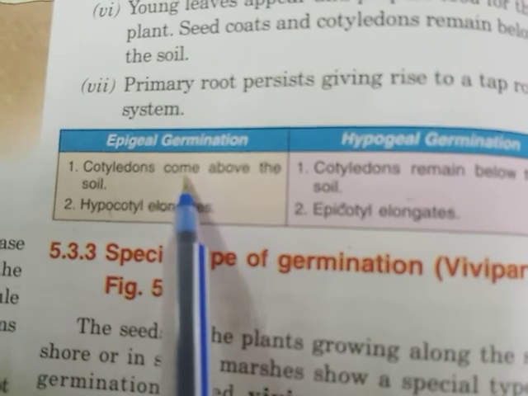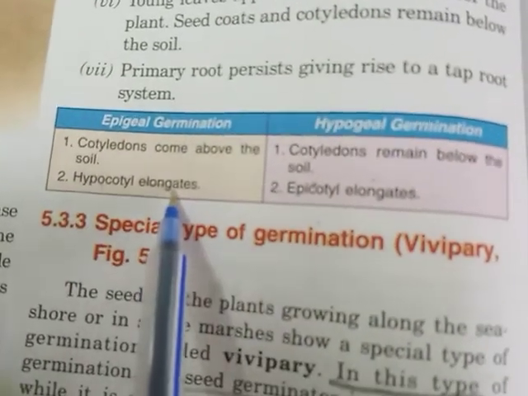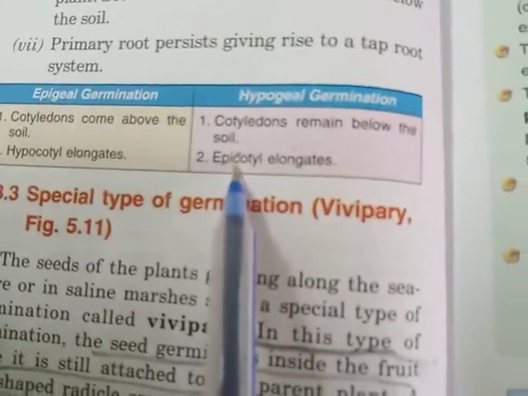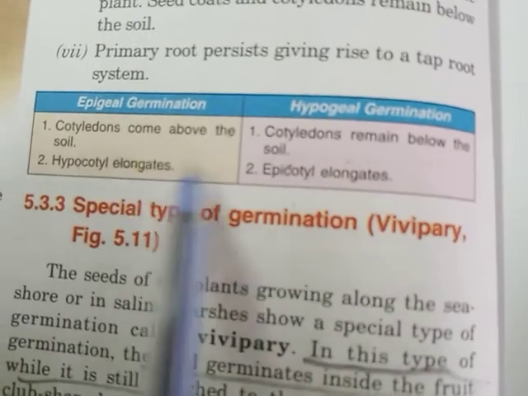Now you can see the difference between epigeal germination and hypogeal germination. In epigeal germination, children, the cotyledons come above the soil, and in hypogeal germination the cotyledons remain below the soil. And in epigeal germination the hypocotyl elongates, and in hypogeal germination the epicotyl elongates. So children, this is very important. Learn the difference between hypogeal and epigeal germination.